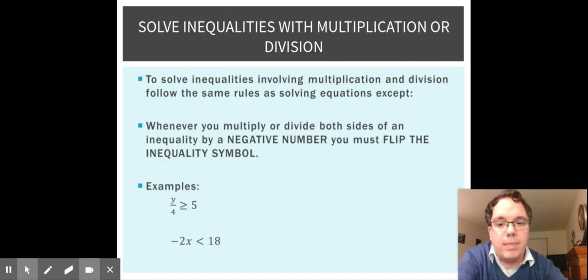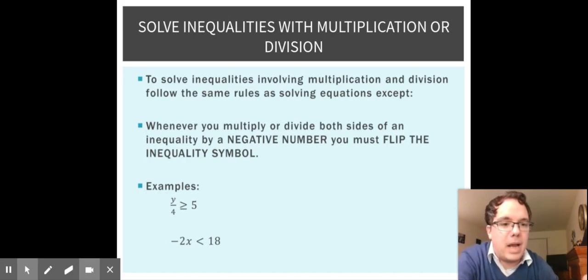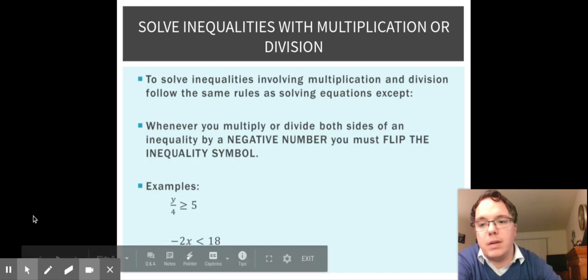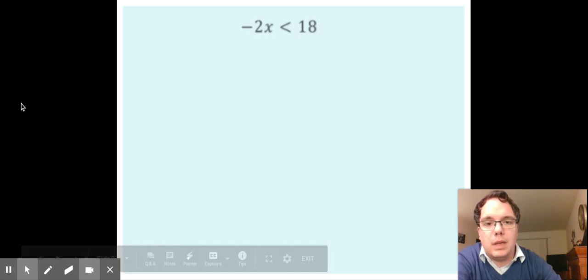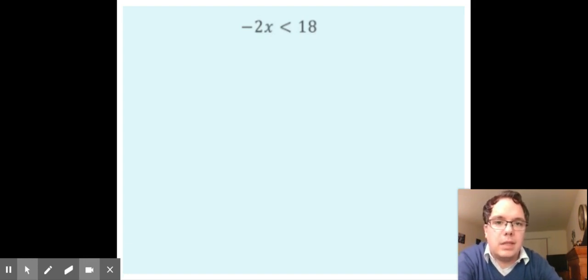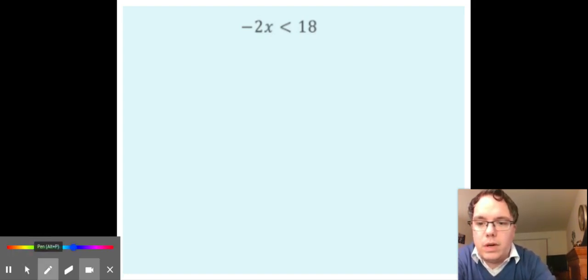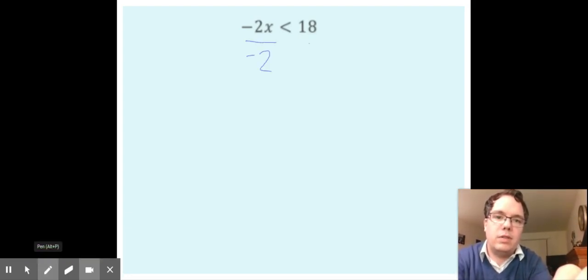So here are the 2 examples we're going to work with. And again, I have more slides so we can do that. Again, adding or multiplying or dividing by a positive number, we're going to keep the symbol the same. Multiply and divide both sides by a negative number, we're going to flip the symbol. So our first example is negative 2x is less than 18. In order to solve this problem, we're going to divide both sides by negative 2.